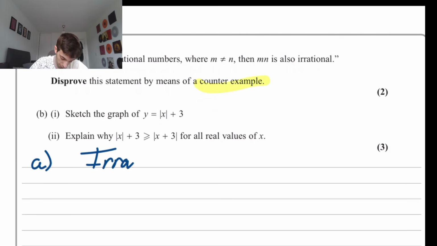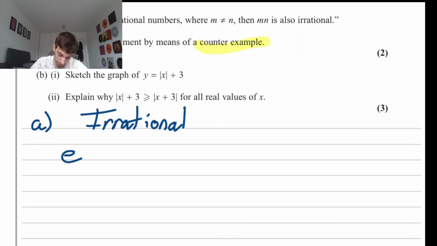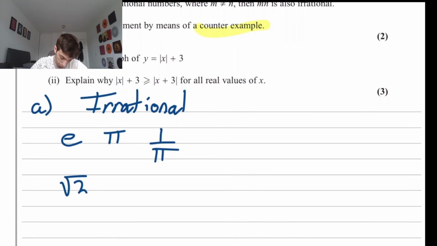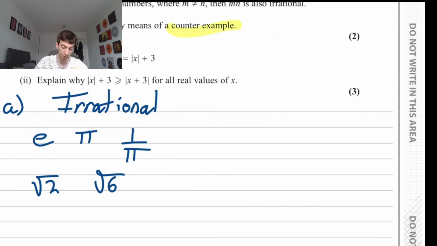So what is an irrational number? Irrational numbers cannot be expressed as a fraction where the numerator and the denominator are both integers. For example, this could be e, pi, 1 over pi, root 2, root 6. These are all examples of irrational numbers.